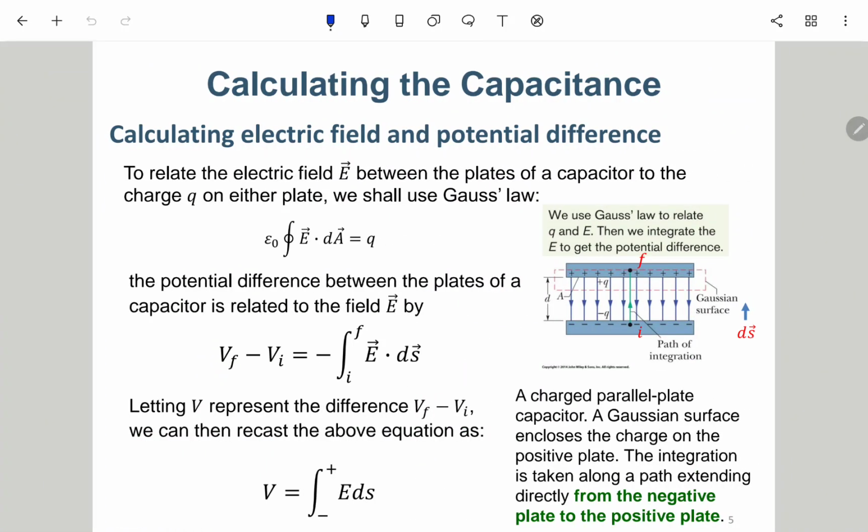Okay, so here we try to talk about how to calculate the capacitance for the parallel plate capacitor. We'll make use of Gauss's law.